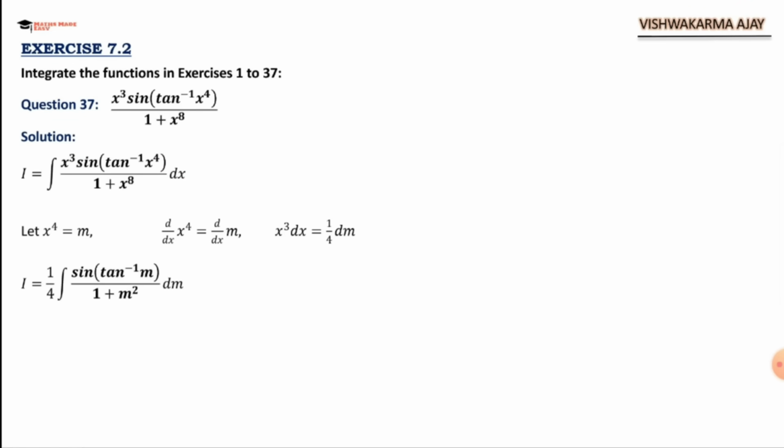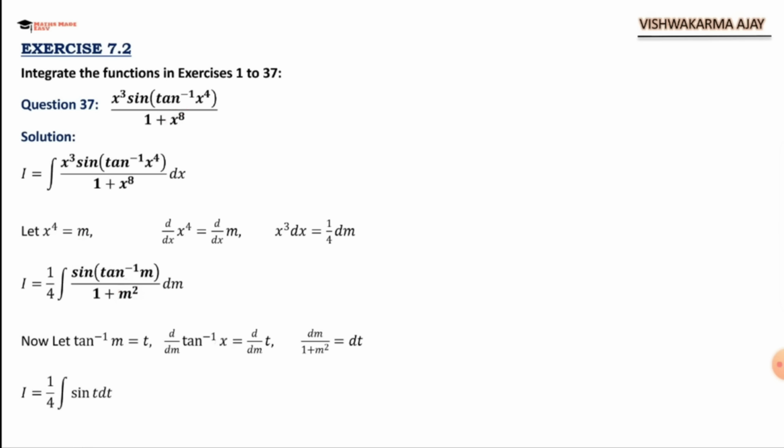Later on, I am going to substitute tan inverse m as some other variable. Let it be t. Tan inverse m as t. So we have dm upon 1 plus m square is equal to dt, since we all know that the derivative of tan inverse x is equal to 1 upon 1 plus x square. Here it is m, please forgive me. 1 upon 1 plus m square is equal to dt. And how did we get m square here? Since there is x raised to 8 and x raised to 4 is equal to m, this is going to be m raised to 2.